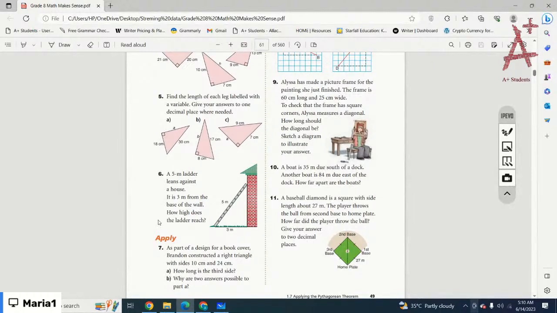Got it? You have 3 meters and 5 meters. You have to calculate this side. Like it forms a right angle triangle. So actually you have to solve the right angle triangle. Got it? So here you have 3 and here you have 5.